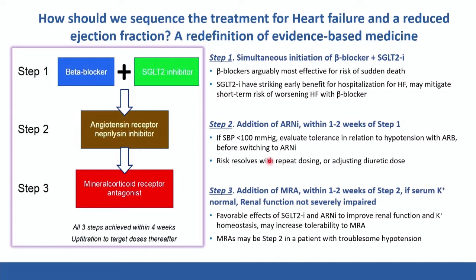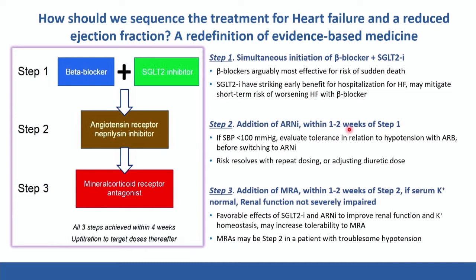So that is the angiotensin receptor blocker, or if the systolic blood pressure is less than 100 mmHg, we have to evaluate the tolerance before adding these drugs. But anyway, the risk resolves with repeated dosing or adjusting the diuretic dose.